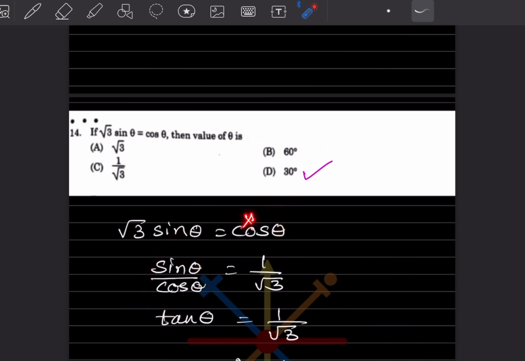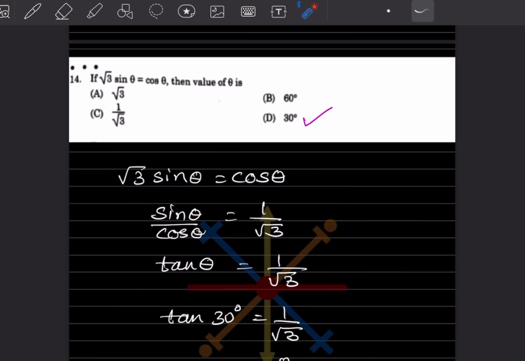Same here, what remains is 1. This is multiplication. If this goes to the right hand side, this is going to get divided. So sin theta by cos theta is tan theta. So this is 1 by root 3. Where do we get 1 by root 3 in tan theta? That is tan 30 is 1 by root 3. You should know this, these are the standard values.